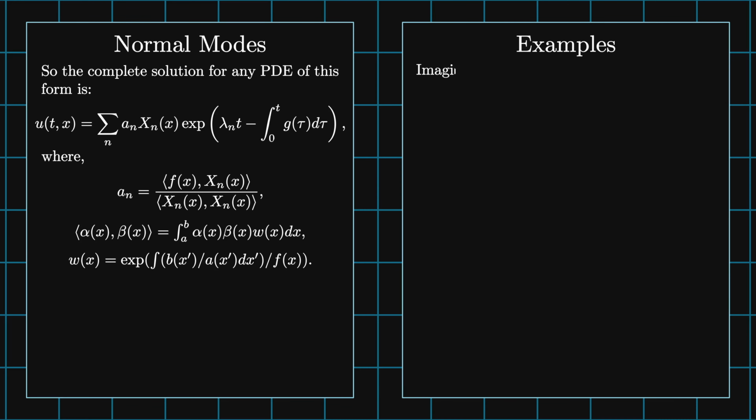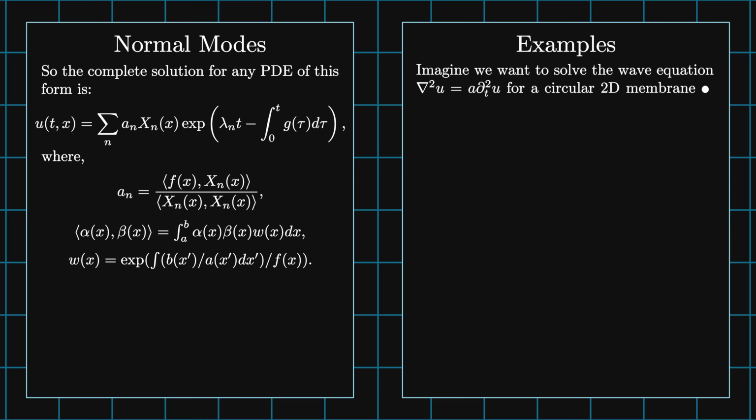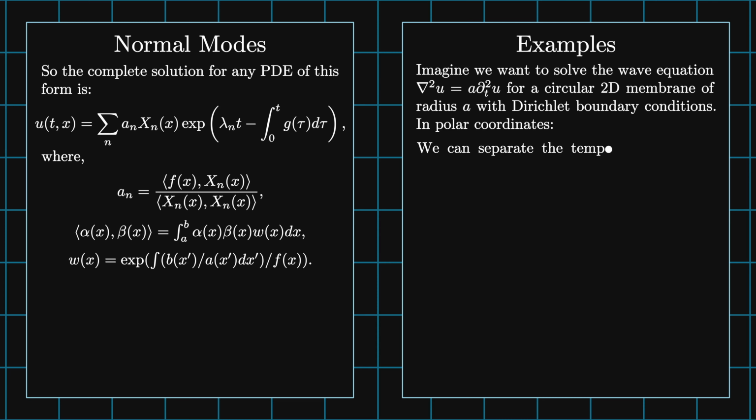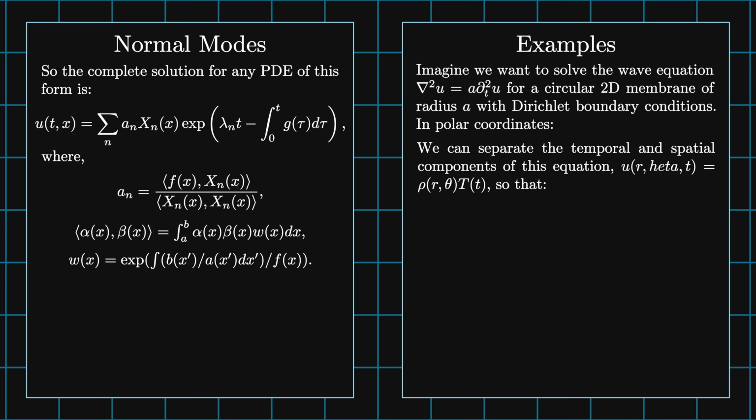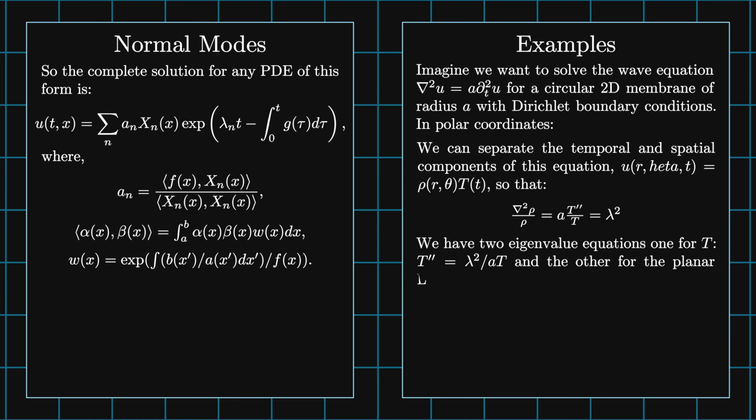Imagine we want to solve the wave equation, the Laplacian of u equals a times the second time derivative of u, for a 2D circular membrane of radius a with Dirichlet boundary conditions. We can separate the temporal and spatial components of this equation, u of r, theta, and t equals rho of r and theta times T of t, so that the Laplacian of rho over rho equals a times T double prime over T equals lambda squared. We have two eigenvalue equations, one for T, where T double prime equals lambda squared over a times T, and the other for the planar Laplacian. The Laplacian of rho equals lambda squared rho. You may recognize this as the Helmholtz equation.